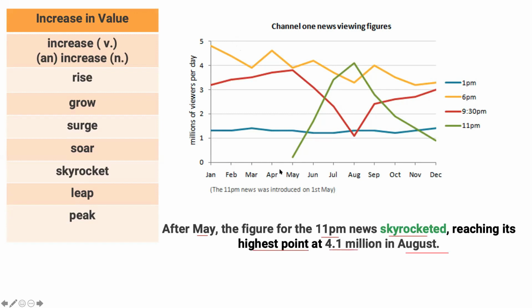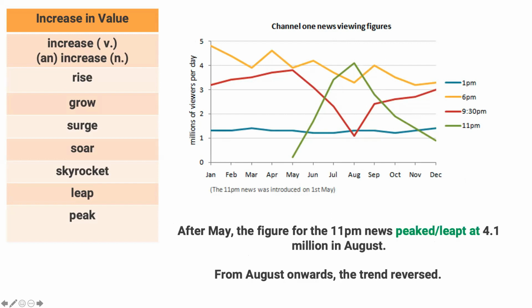So if we're looking at May, that's right here, we're looking at 11 p.m., so it'll be the green. And yes, after May, we see that it completely skyrocketed. So it's quite sharp as an increase, and that makes skyrocketed the perfect choice here. Its highest point, or we could also say its peak, was at 4.1 million in August. So that is a great sentence to use for skyrocketed. And of course, from August onwards, the trend reversed. So we saw that it did the opposite pattern after August.